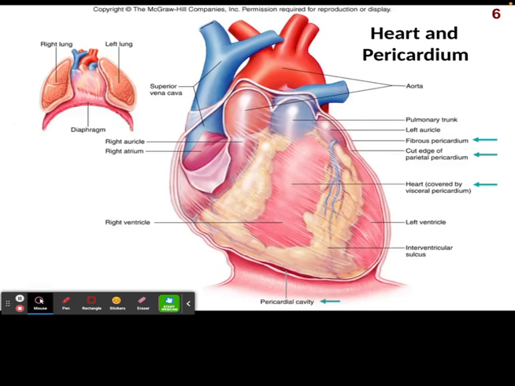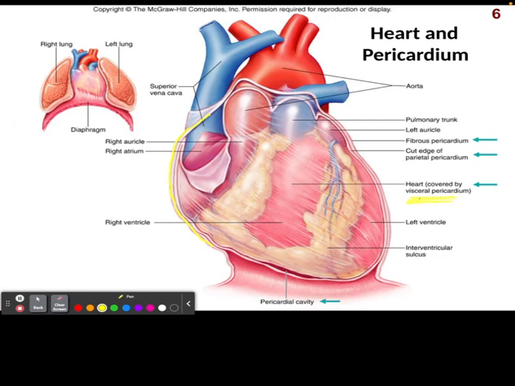Here's another image. Again, you can see how this pericardium is going to cover the outside of it. In this case, as you can see, I will highlight it in yellow, the fibrous pericardium is cut away. And you can see it here on the outside. And you can see that what's lining it here is the visceral pericardium.